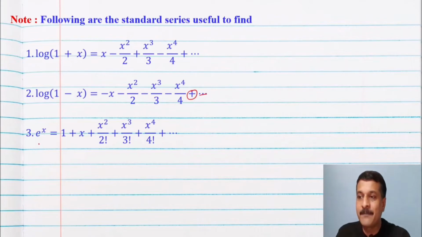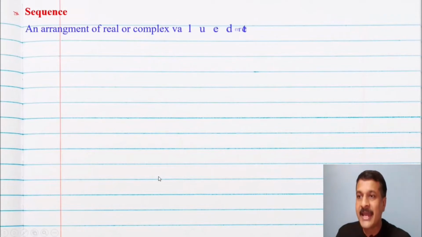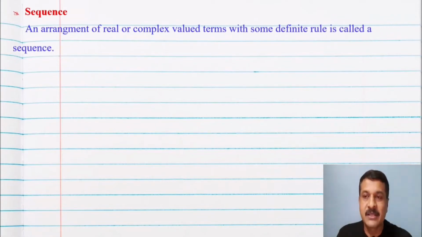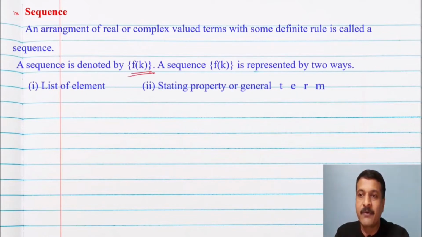One more series there, that is e raised to x, that is equal to 1 plus x plus x square by 2 factorial plus x cube by 3 factorial plus x raised to 4 by 4 factorial plus and so on. Also you remember, in short, what is a sequence? An arrangement of real or complex valued terms with some definite rule is called a sequence. And normally a sequence is denoted by f of k. A sequence f of k is represented in two ways. One is a list of elements and second is a starting property or general term.